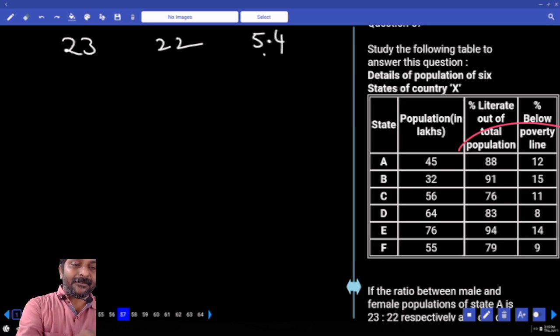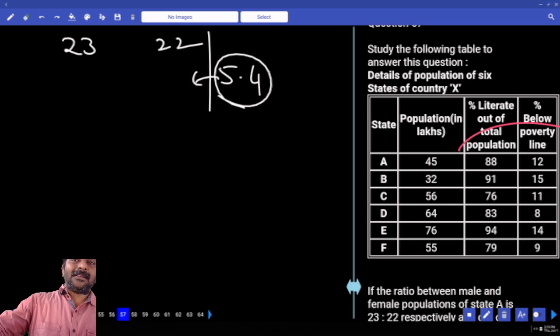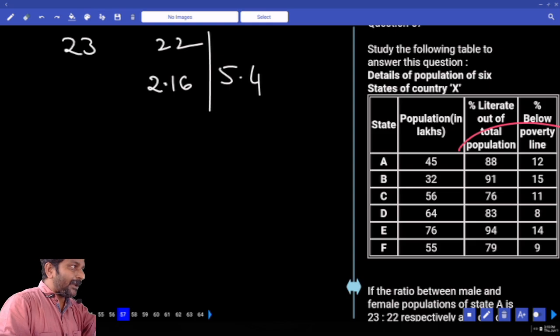Out of these 5.4, again you'll have male and female. Matladali. So female are 40% of this number, they said. 40%: 10% is 0.54, double 1.08, again double 2.16. So 2.16 lakh female are there who belong to below poverty line.